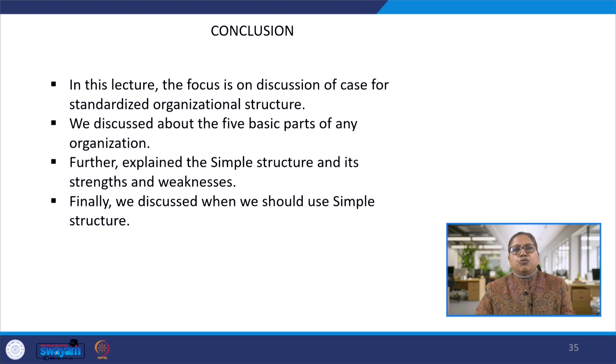In order to conclude this lecture, the focus of the discussion was mostly on the case of standardized organizational structures. We have also discussed the basic parts of any organization. Further, we have discussed in detail what a simple structure is, what the strengths and weaknesses of the simple structure are, and finally, when an organization should adopt a simple structure.